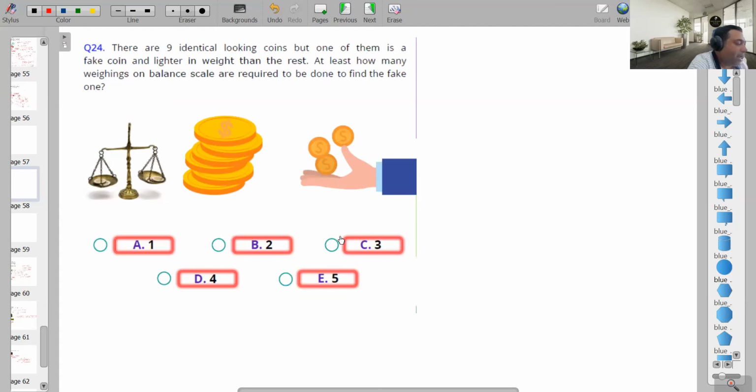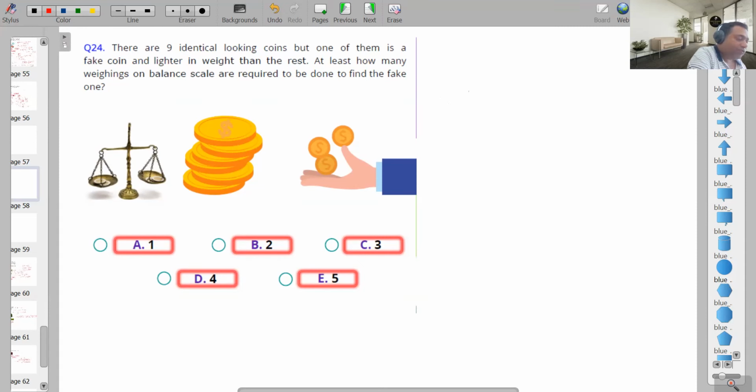Question 24. There are 9 identical looking coins, but one of them is a fake coin and lighter in weight than the rest. At least how many weighings on a balance scale are required to find the fake one? We have the knowledge that it is lighter. Many people make a mistake in this, that they take 2, 2, 4, 4 coins. Let's see what will happen.